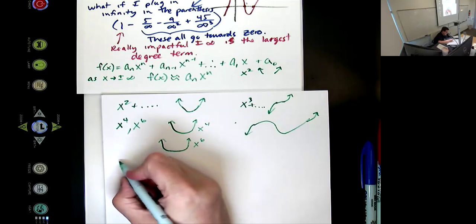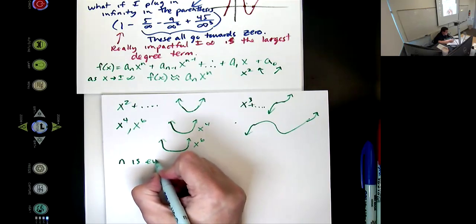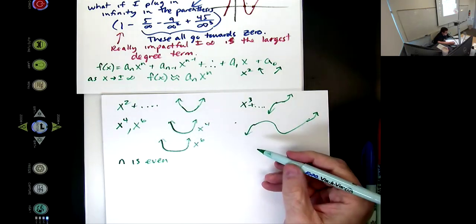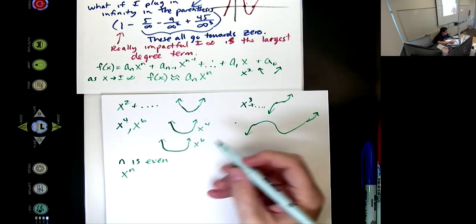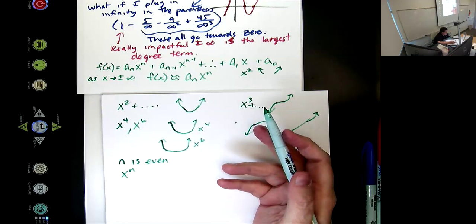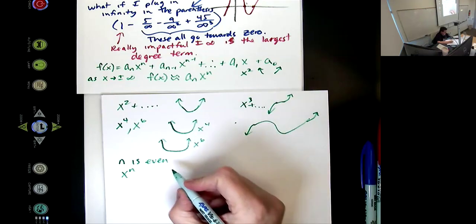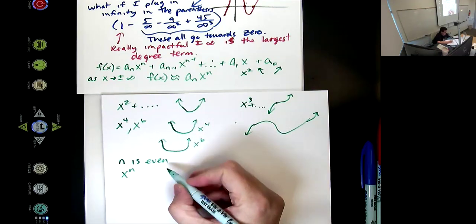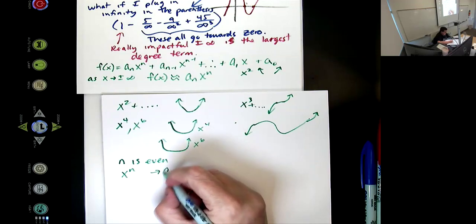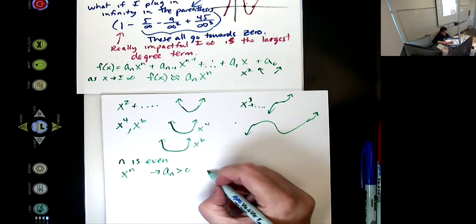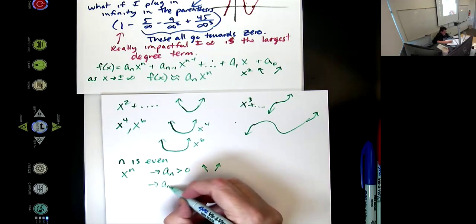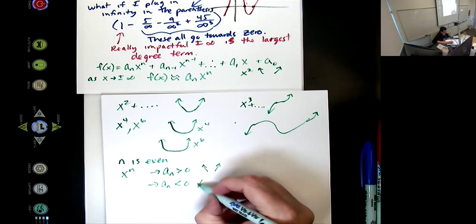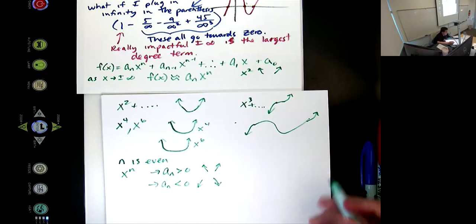So if n is even, with x to the n, we have two options. If a sub n is greater than 0, they both point up. And if a sub n is less than 0, they both point down, like when we have a negative parabola.